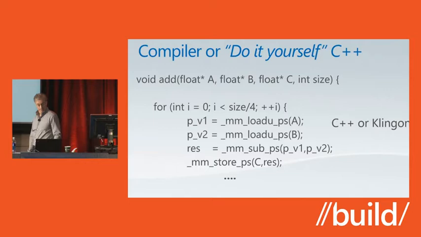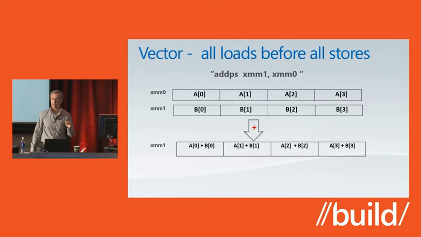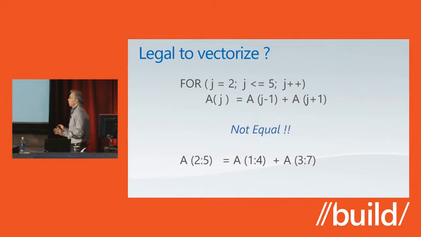So in order to understand this, the vector semantics are all loads before all stores. And if you just keep that in your mind when you're writing an application and worrying about going parallel or worrying about going vector, you'll see that that actually turns into something that maps naturally onto a mathematical problem. Bear with me on this. This is the only part that's going to have math in it, but this is core to understanding whether something's legal to vectorize or go parallel.